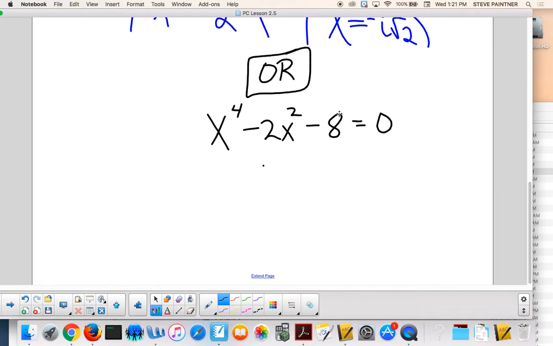Is it factorable? Are you guys looking at this? How many terms do you see? 3 terms. It's called a what? Trinomial. Doesn't this kind of look like this? It has the same look as this problem that you did in 9th grade. How would you factor that?